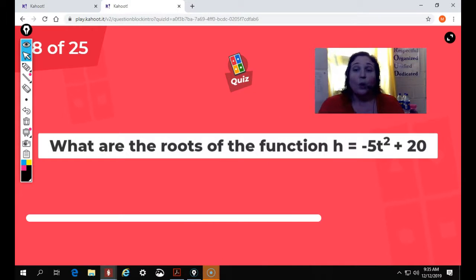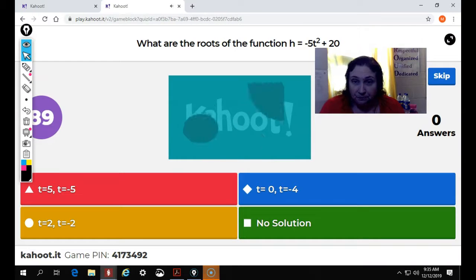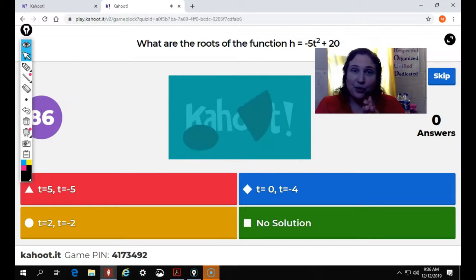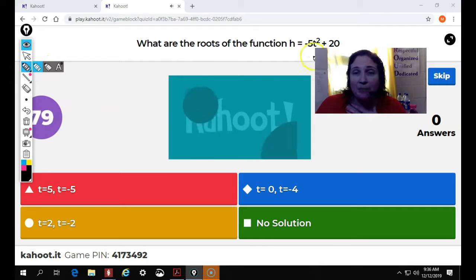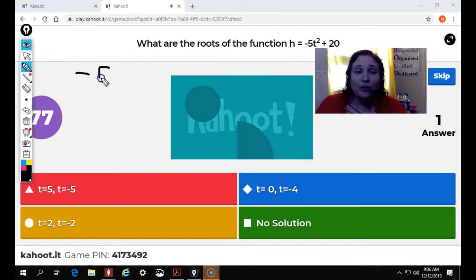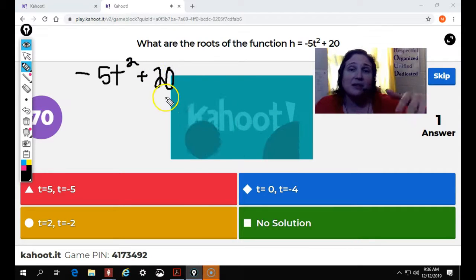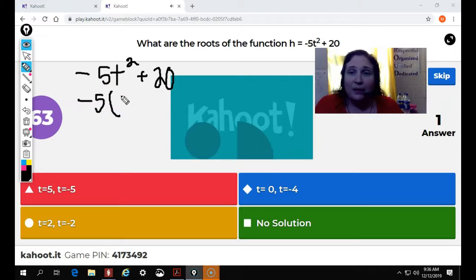Woo! What are the roots of this function? Anytime they say roots, there's two things. One, you can put it in the graphing calculator and pull up the table. Or you can factor it, and that's what we're going to look at. You have a minute and a half to do this. When you factor it, you're looking for what number is in common in both. In this case, the negative 5 is in common in both. So I'm going to take out a negative 5. That would leave me with t squared minus.